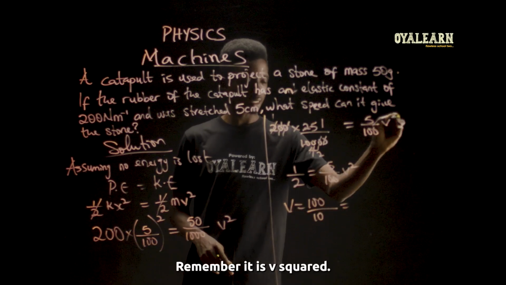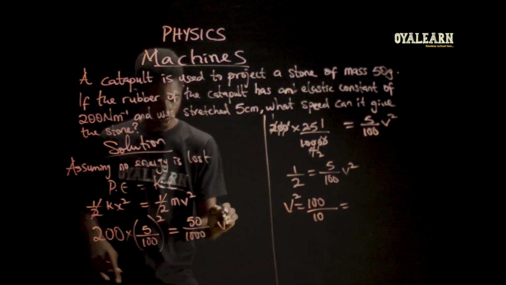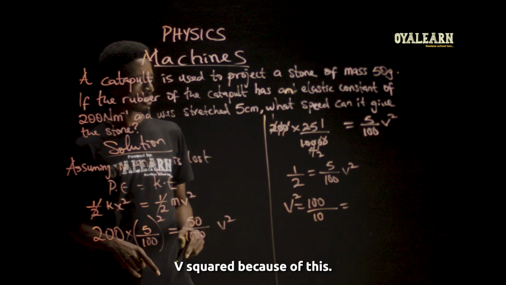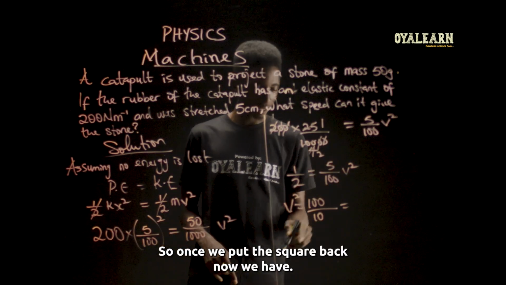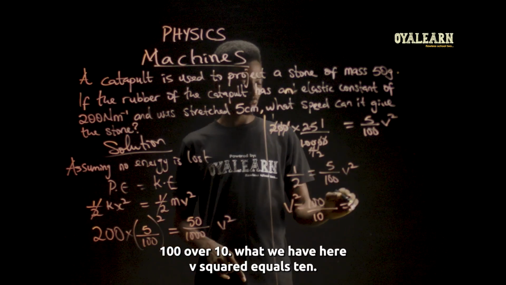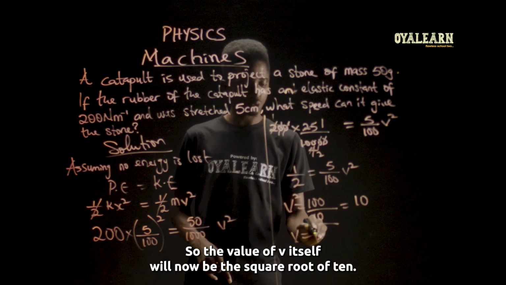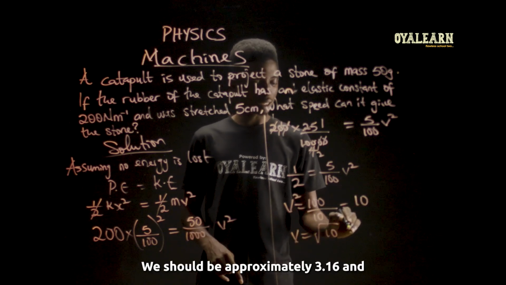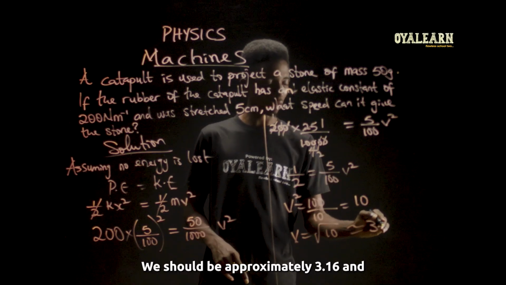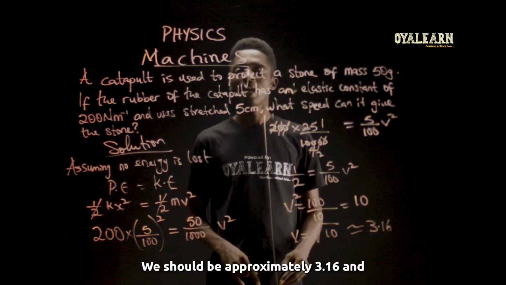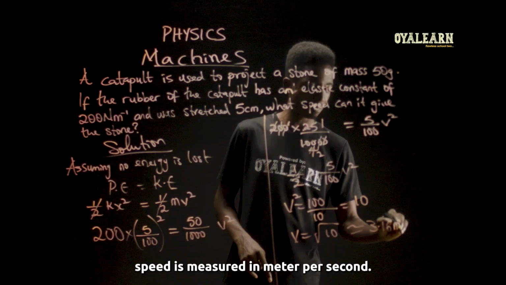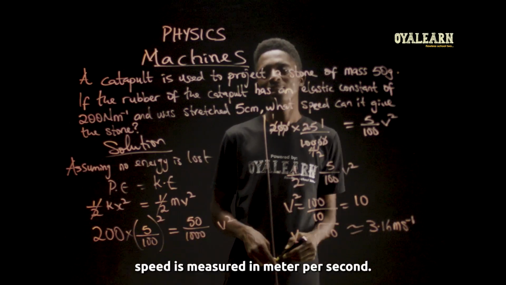Remember, it's V squared, because of this. So once we put the square back, now we have 100 over 10. What we have here is V squared equals 10. So the value of V itself will now be the square root of 10, which should be approximately 3.16. And speed is measured in meter per second.